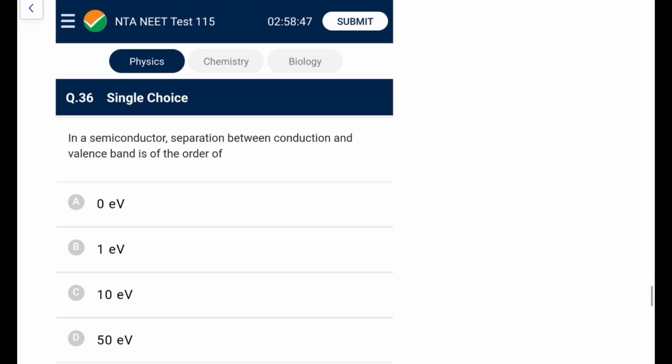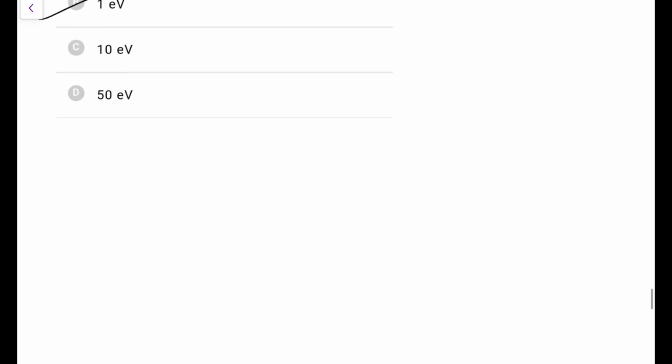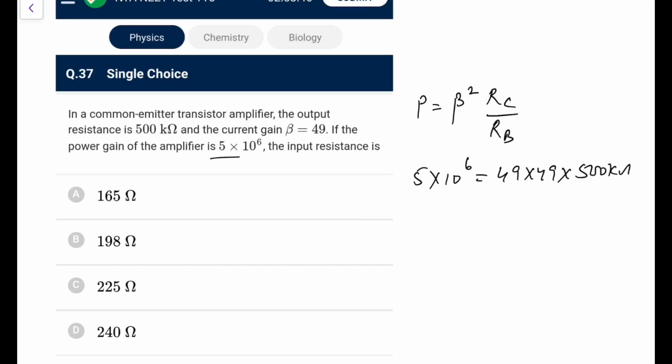Next one. In a semiconductor, the separation between conduction and valence band is typically of the order of 1 eV. In a common emitter transistor amplifier, output resistance is 500 kilo ohms. Current gain is this. If the power gain is this, the input resistance is needed. Power gain you write as beta square RC by RB, or R out by R in. So it is 5 into 10 to the power 6. It is 49 into 49. RC is 500 kilo ohms. So what would be RB?